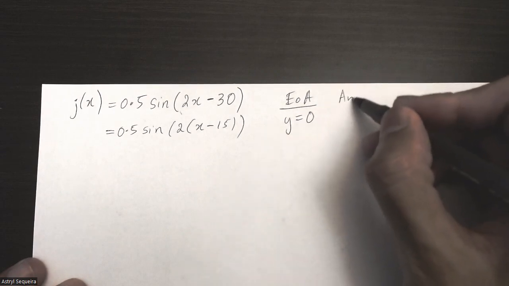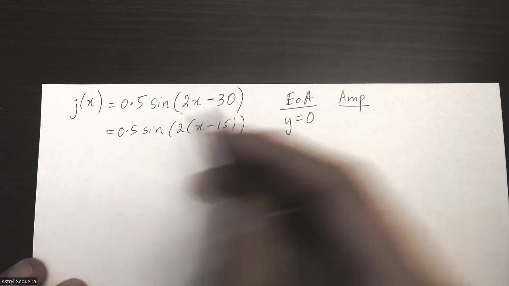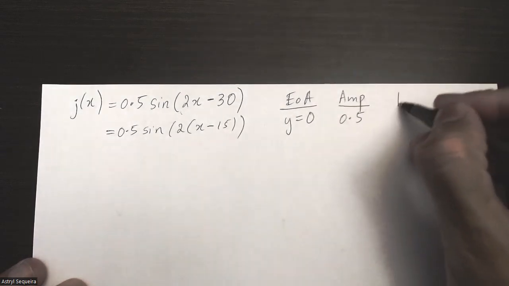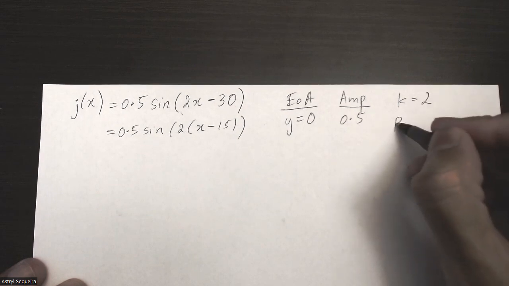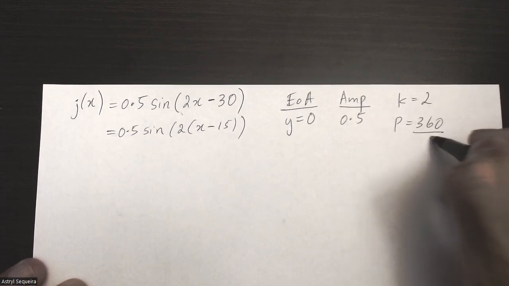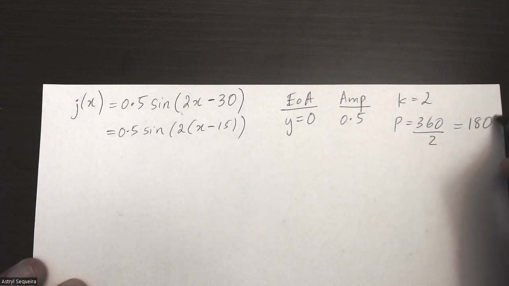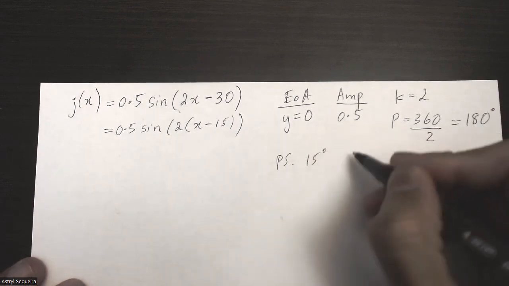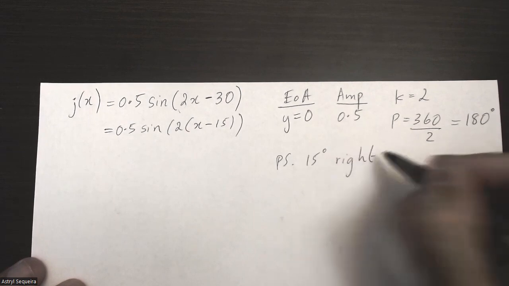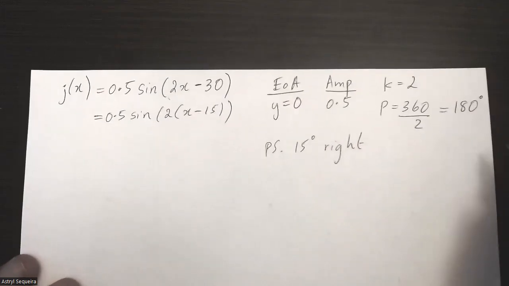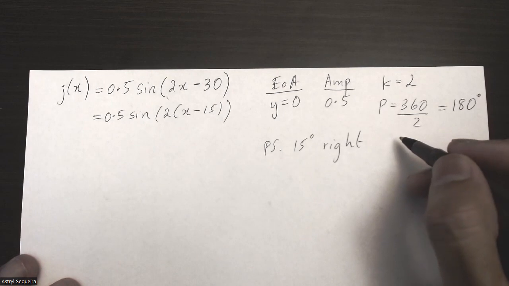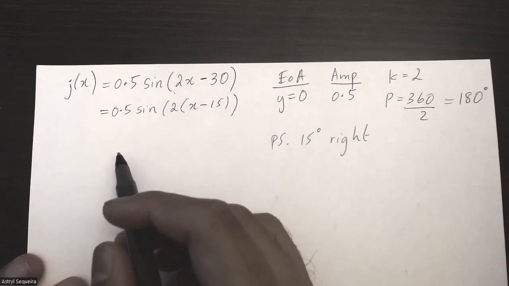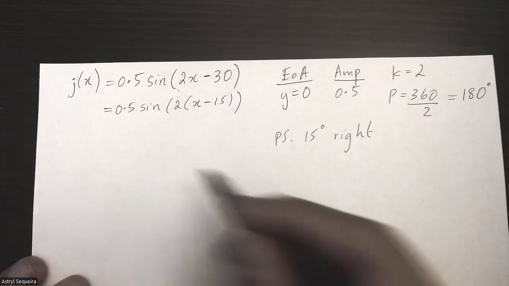My amplitude is the value at the start, which is 0.5. My k value is 2, which means my period is 360 divided by 2, which is 180 degrees. And then I have a phase shift of 15 degrees to the right. This is what the minus 15 does over here. And I can do my sketch of my graph now.